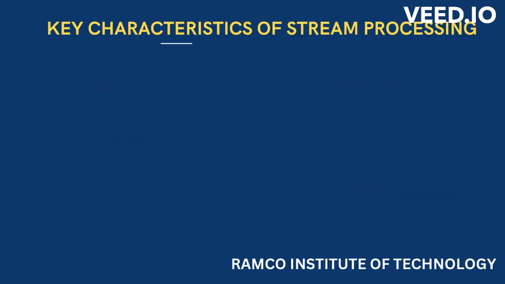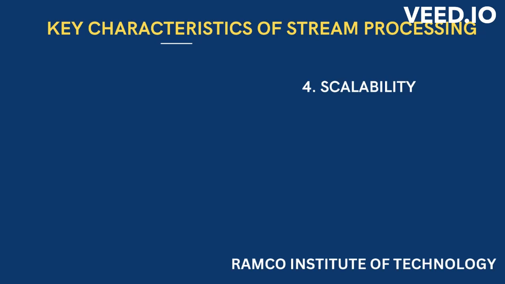So next are the key characteristics of stream processing. We have five characteristics here. The first one is real-time processing. Stream processing aims to analyze and react to data as close to real time as possible. The next characteristic is continuous. Stream processing has the capability to deal with a continuous stream of data. The third one is low latency. It processes the data with a minimum delay.